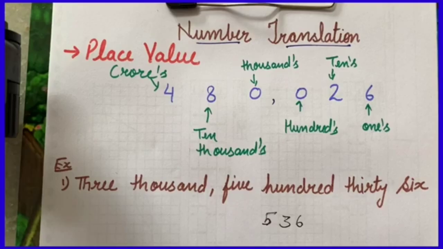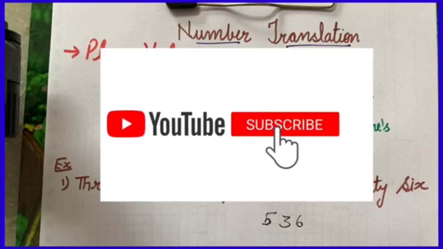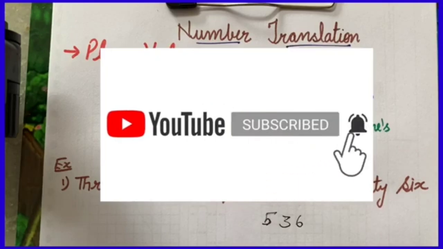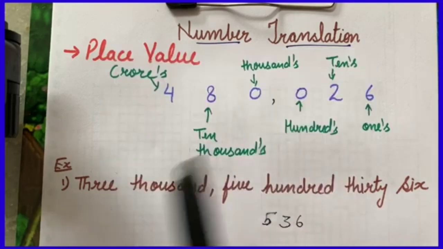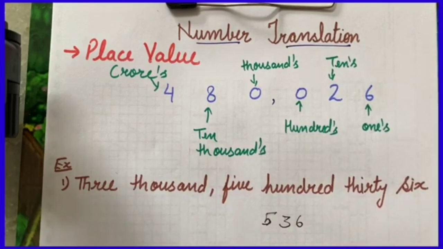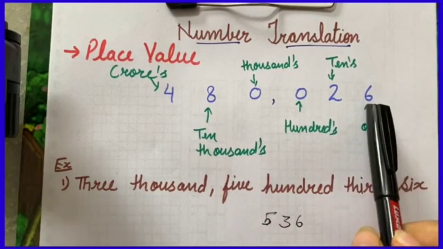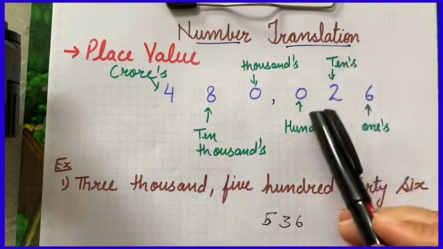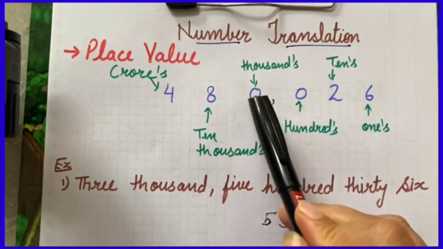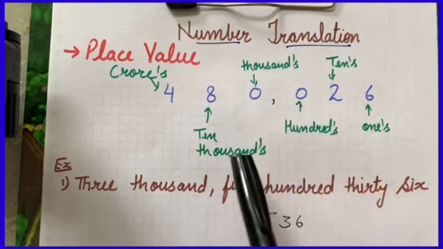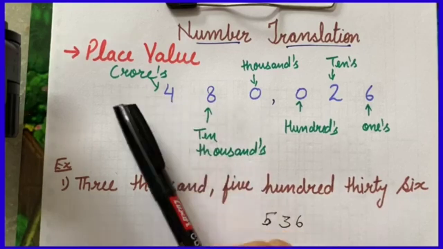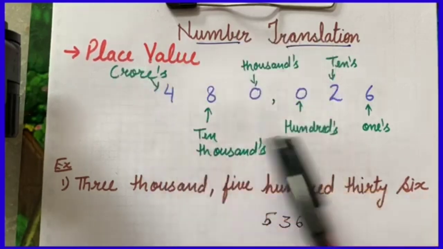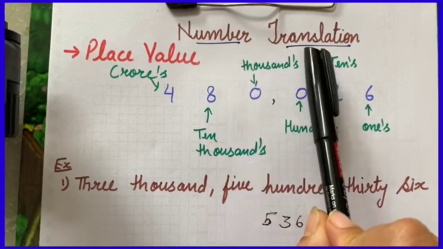Number translation. For number translation, we will be using our place value concept, which we have done in our first video. For understanding, I'll be explaining. Here we will start counting from the rightmost corner. Fine. So the rightmost digit is 6. So 6 is representing the ones place. 2 is representing the tens place. The 0 is representing the hundreds place. This 0 is representing the thousands place. This 8 is representing the 10,000s place, and 4 is representing the crores place. Now using this place value concept, we will be doing number translation.